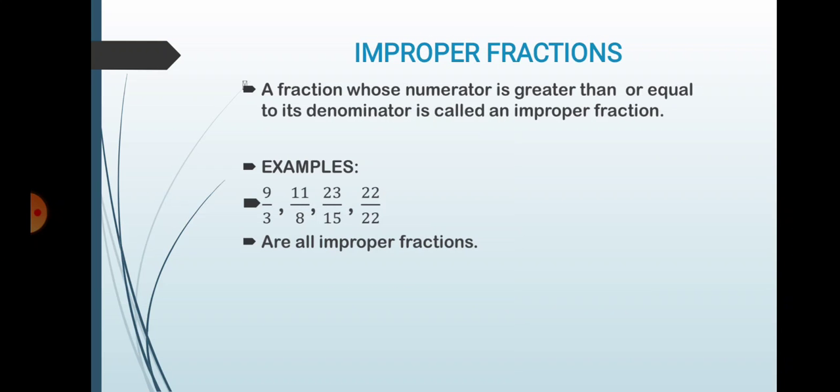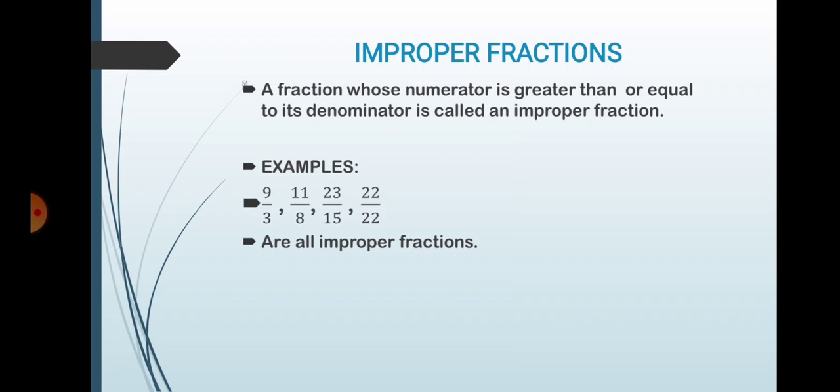The second type of fraction is improper fraction. A fraction whose numerator is greater than or equal to its denominator is called an improper fraction. Again we have few more examples: 9 by 3, 11 by 8, 23 by 15, 22 by 22. As we all know, 9 is in the numerator, 3 is in denominator. So obviously 9 is greater than 3. So it's an example for improper fraction. Same with 11 by 8. 11 is greater than 8 and 23 is also greater than 15. So these are the examples of improper fraction.